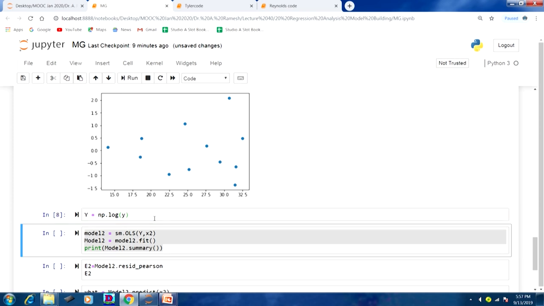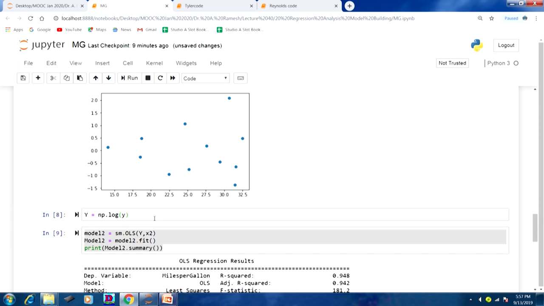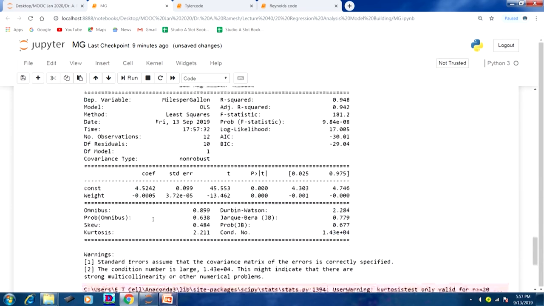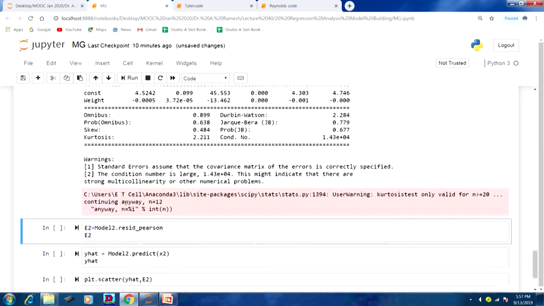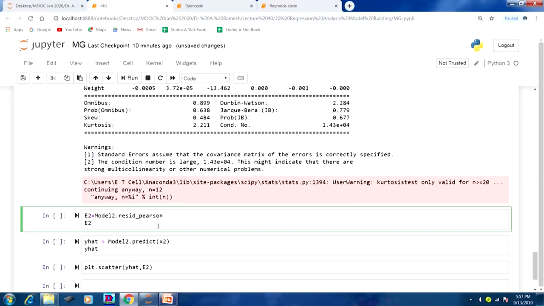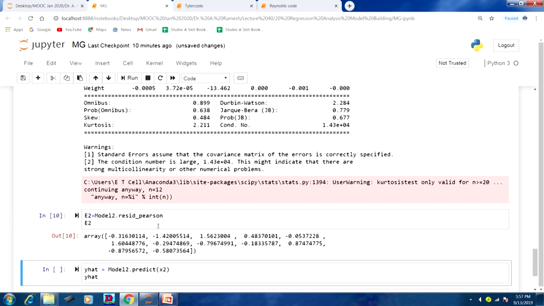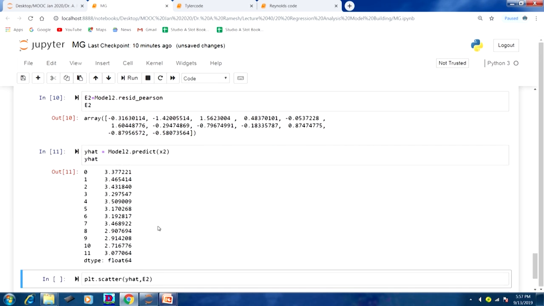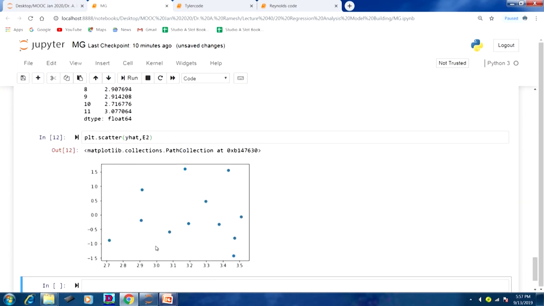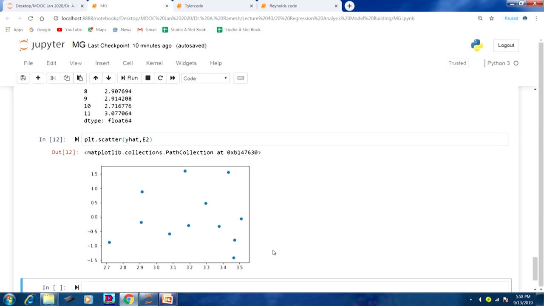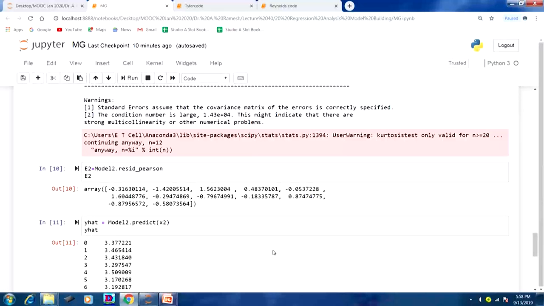After the log transformation, we run the regression again. You look at this, the third one. Now the new dependent variable is the log of y. For this one we will go for a standardized residual plot. Now, what is happening? When you go for that, now there is no conical relationship. Then we can say that the log transformation of the dependent variable is correct, we should go for log transformation of our dependent variable.